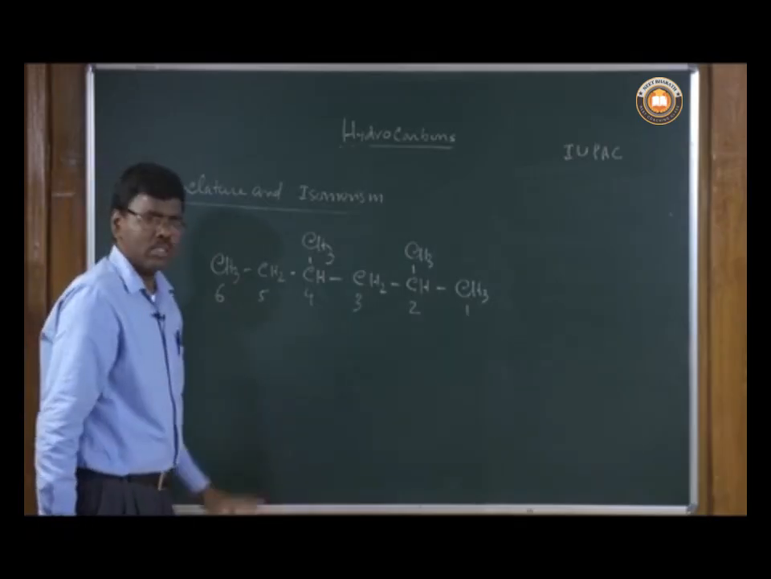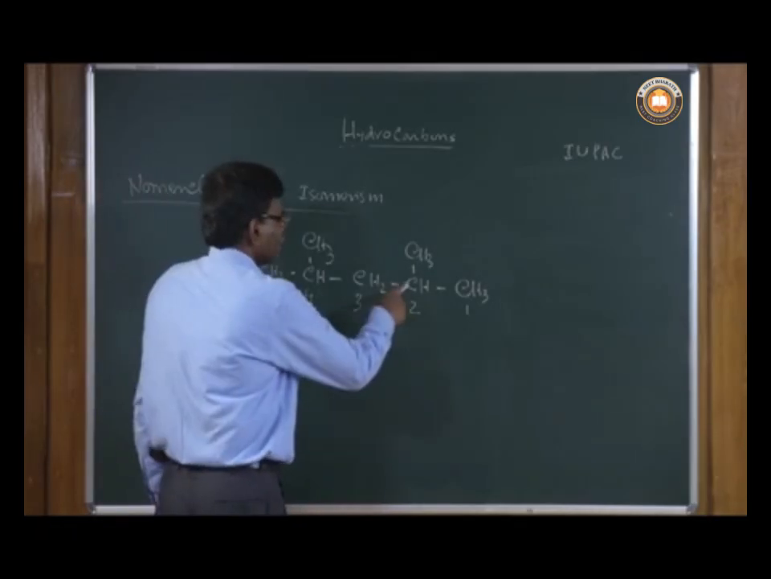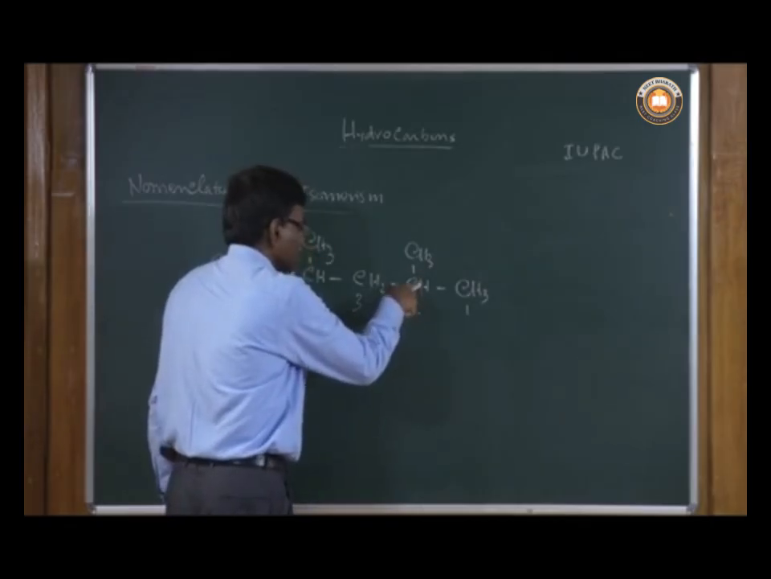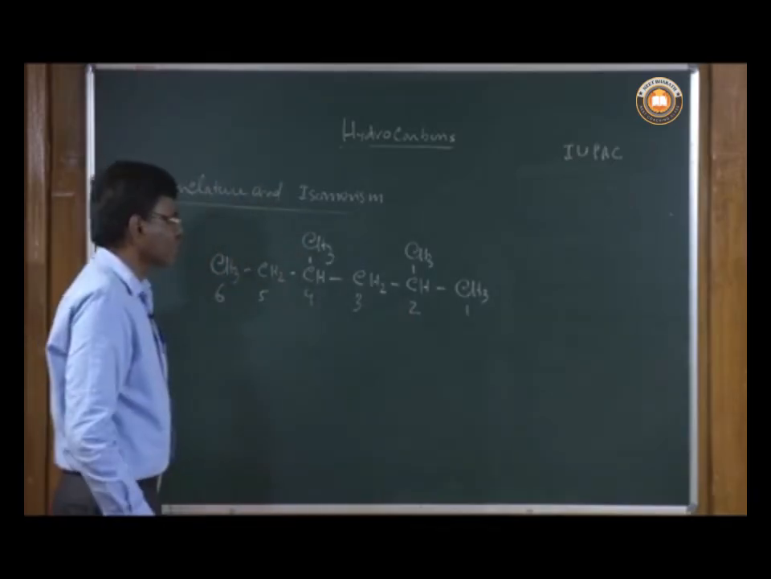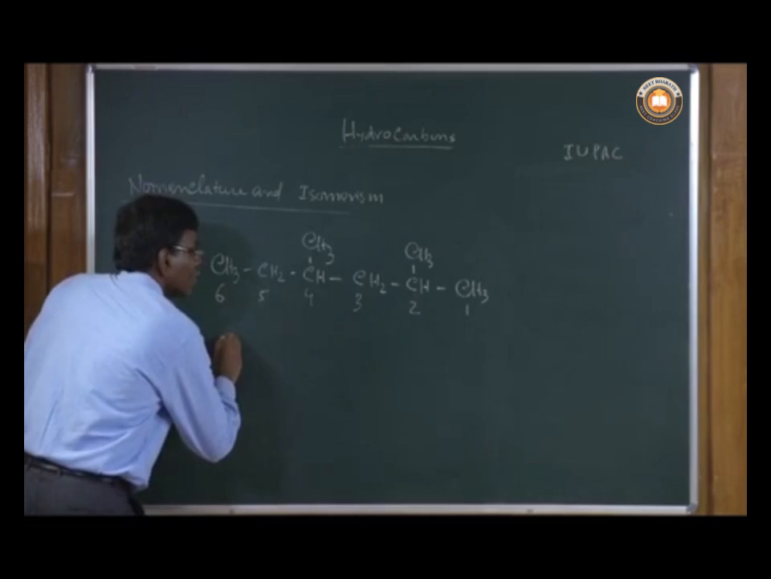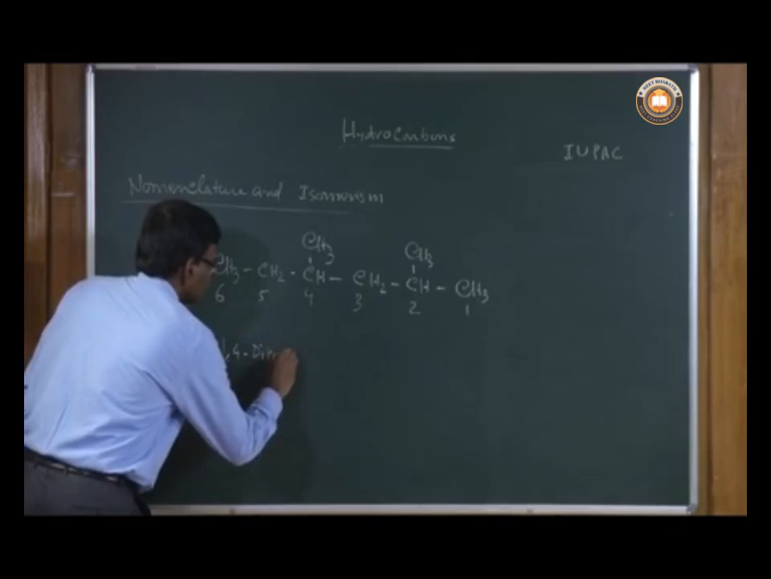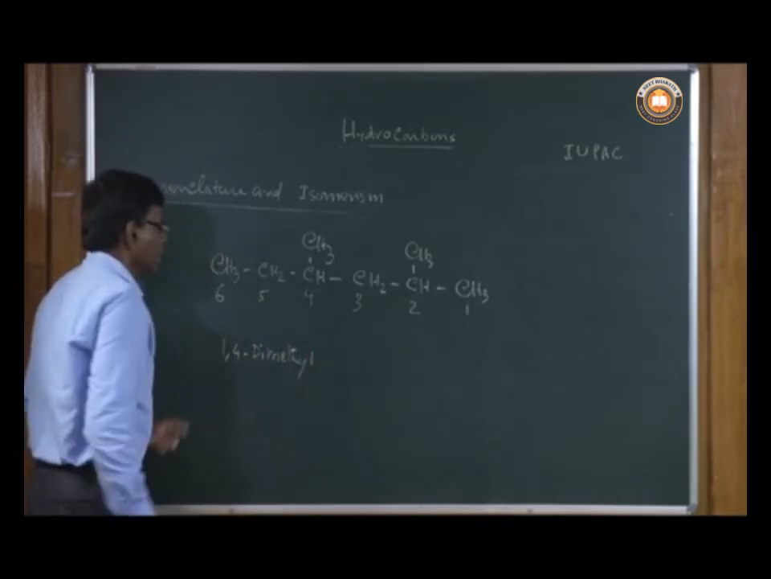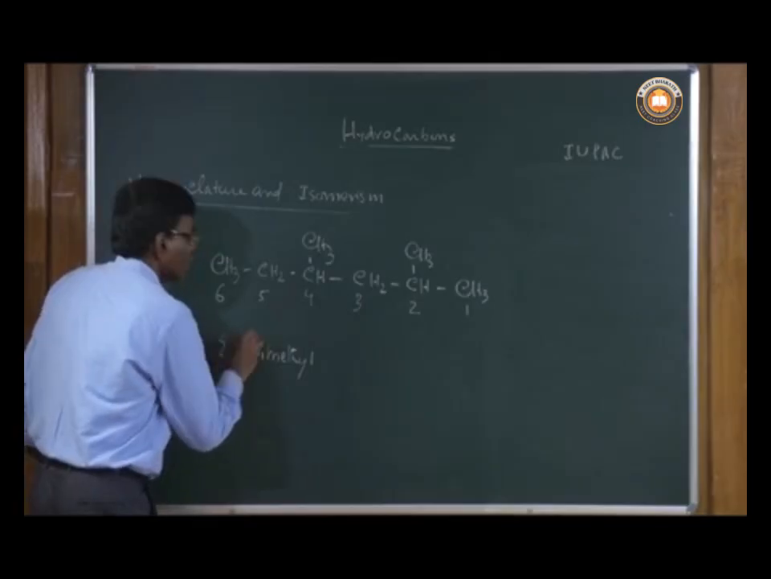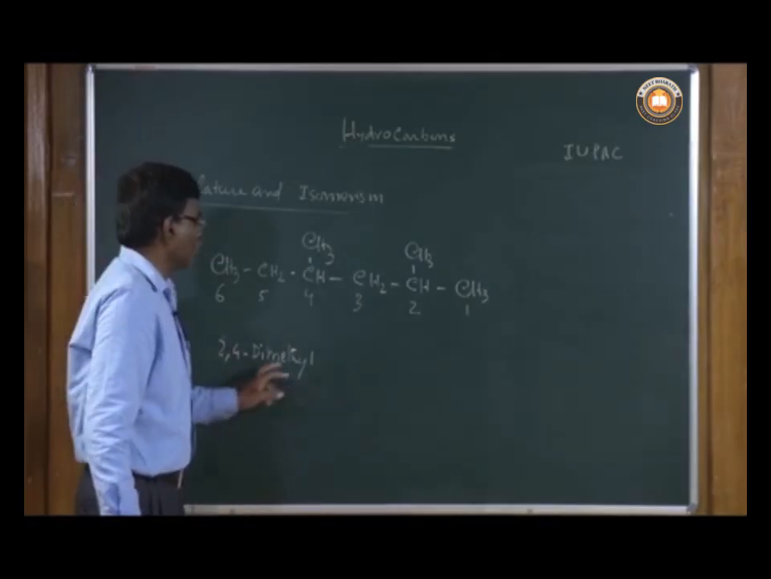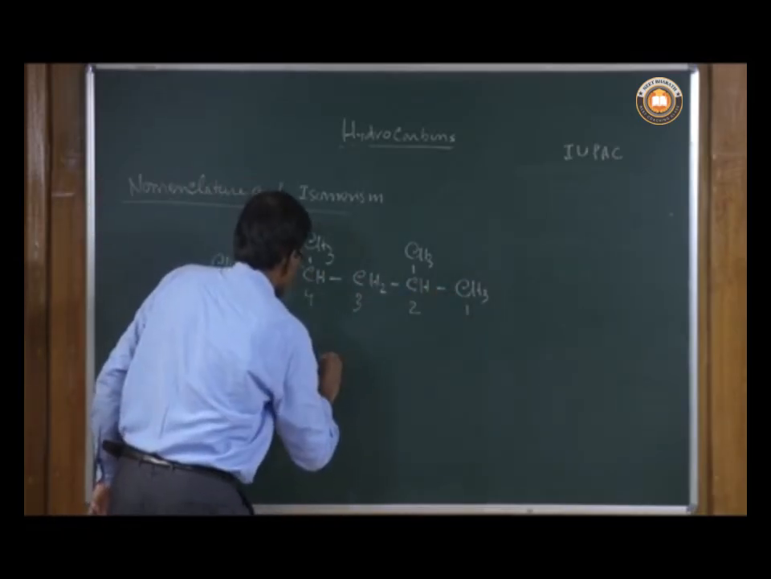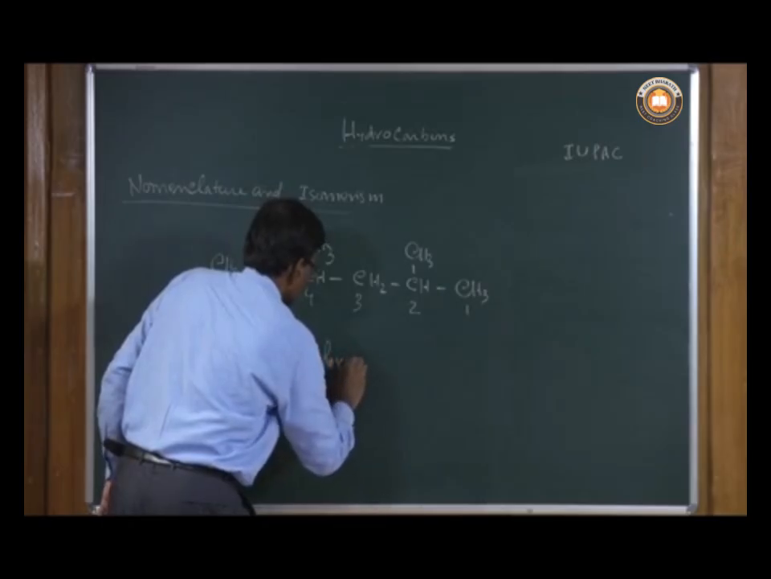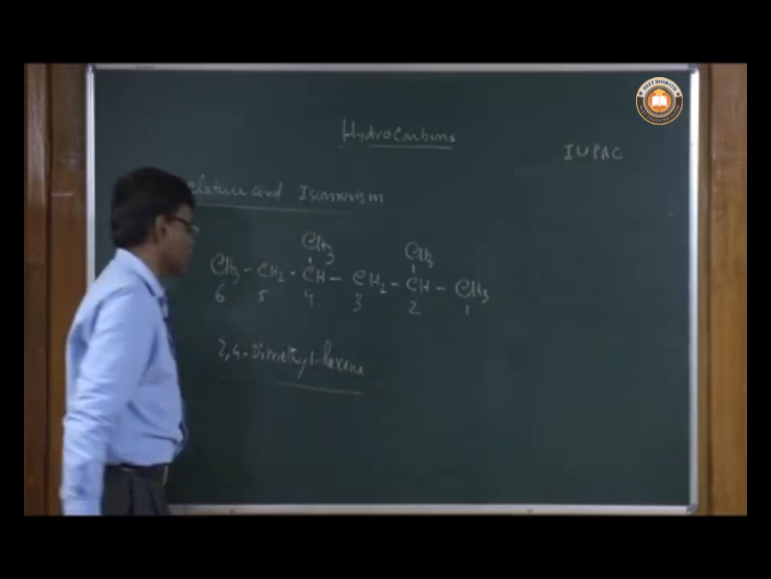Numbering is done. Once numbering is done, you have to find out the positions of the substitutions: they are present on the second carbon atom and the 4th carbon atom. So, now you have to write 2,4-dimethyl. The methyl groups are present at the second and 4th carbon atoms, so 2,4-dimethyl hexane. This is the IUPAC name of this compound.